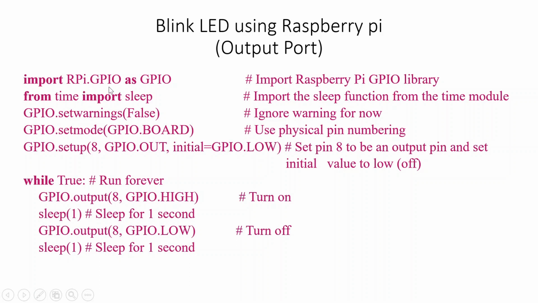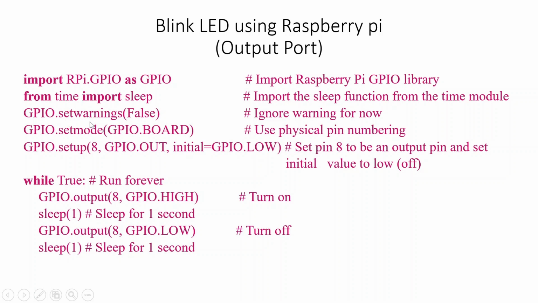So the first statement in this program is import RPi.GPIO as GPIO, where RPi.GPIO is one module. From this module we are accessing the general purpose input output pins. So we can access all the pins and the functions related to the GPIO library of the Raspberry Pi. Then the second statement is from time import sleep. Time is an already available module, and from that module we are going to access the sleep function.